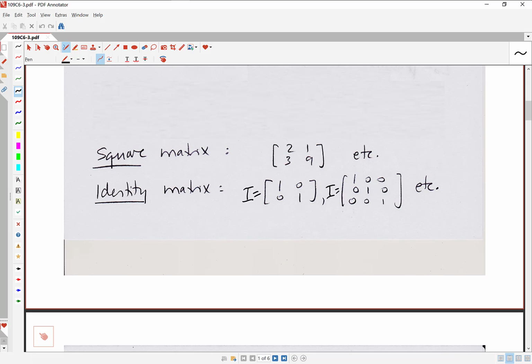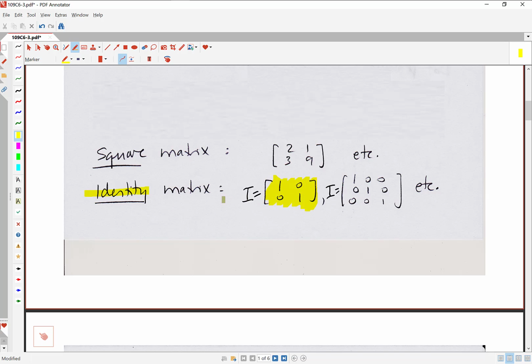Now let's define 2 special types of matrices that will come up quite often in Chapter 6. A square matrix has the same number of rows as columns. So it could be a 2 by 2 matrix, a 3 by 3 matrix, a 4 by 4 matrix, etc. The identity matrix is a special type of square matrix. So it's got 1s along the main diagonal from the top left to the bottom right, and it's got 0s everywhere else. So what we have here is the 2 by 2 version of the identity matrix.